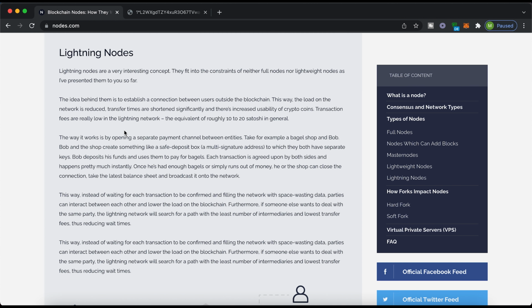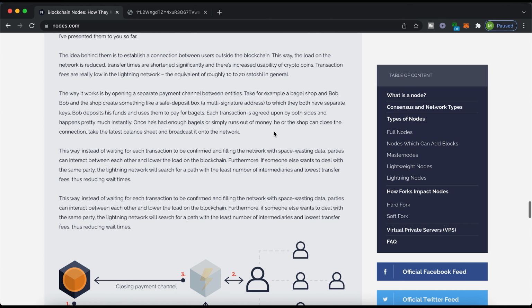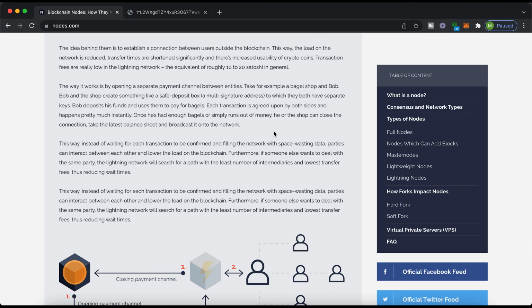And last but not least, light nodes. The idea behind them is to establish a connection between users outside of the blockchain. This way, the load on the network is reduced, transfer times are shortened significantly, and there's increased usability of the crypto coins. Transaction fees are really low in the light network, equivalent to roughly 10 to 20 satoshis in general. So that makes transactions a lot faster, with less fees, and it just lightens the load on the blockchain.